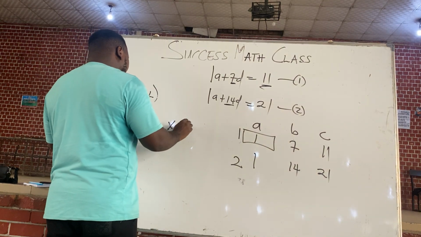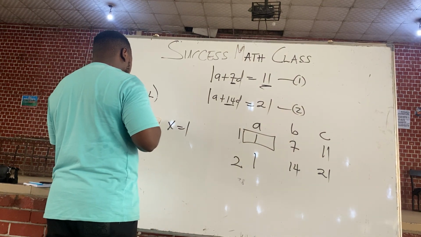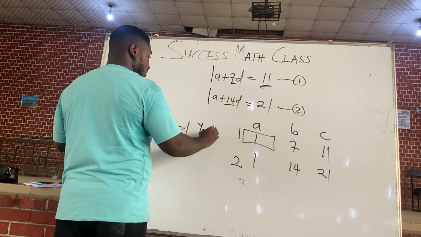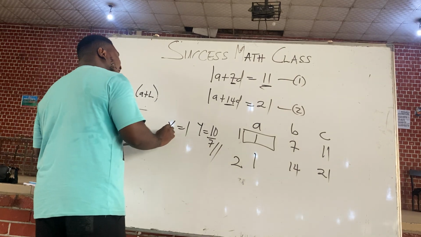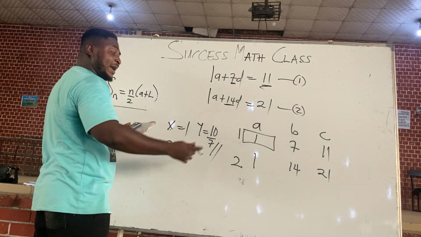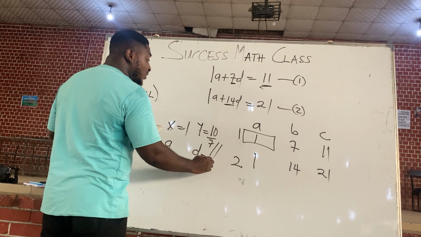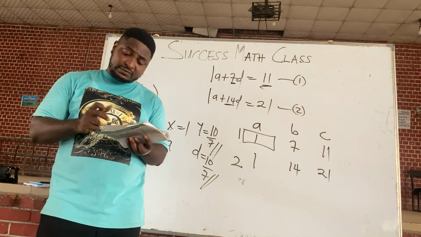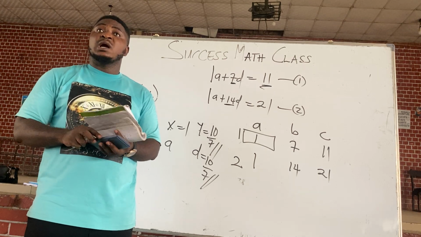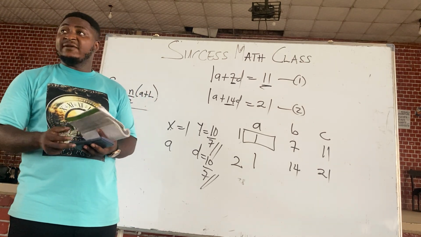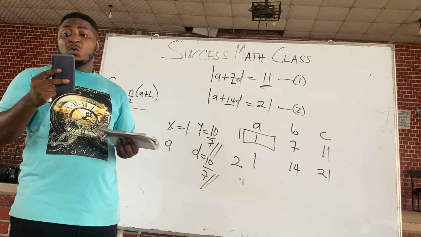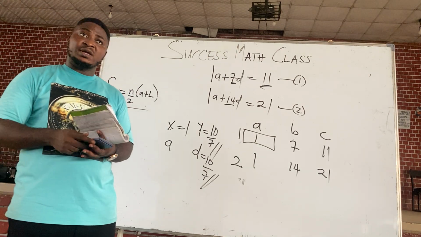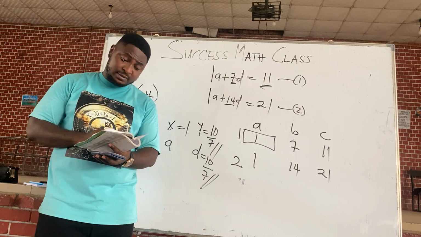It's giving you X as 1, right? And Y as 10 over 7. Class, our X means our A because this is the first unknown in the equation, right? And our Y means our D. So our D is 10 over 7. So our common difference is 10 over 7. Some of you might give it in decimal, 1.428. If you say 10 divided by 7, you still have 1.428. You are still correct.